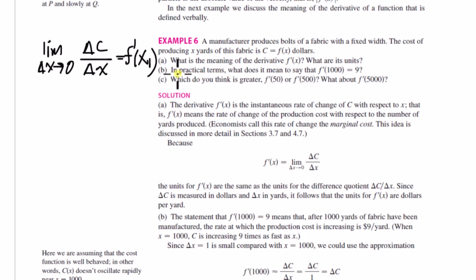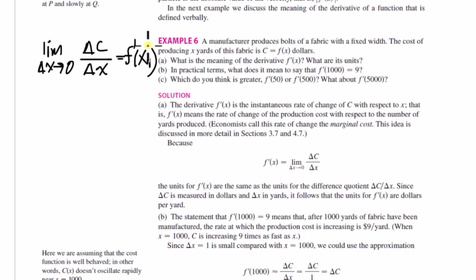And so that's why they're saying here, in practical terms, what does it mean to say that F prime of 1,000 is equal to 9? When you're producing 1,000 yards of fabric, that's going to cost a certain amount, right? Say that's going to cost $500. Well, in practical terms, F prime of 1,000 being equal to 9, you could think about it like, okay, if I produced an extra yard of fabric, it's going to cost me an extra $9. Or if I produced 1 yard less of fabric, so 999 yards of fabric, it's going to save me $9. That's a practical way of looking at it.